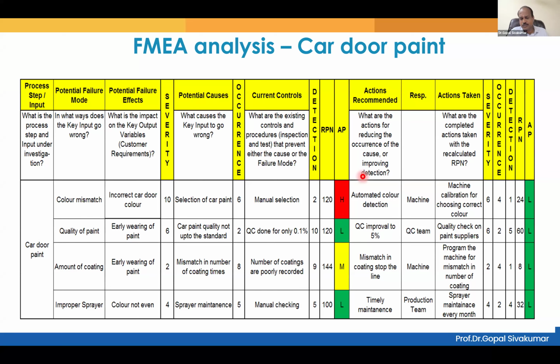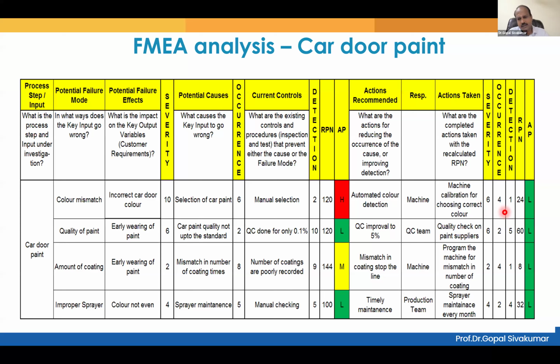Right? And now the current action recommended: automate the color selection process. And who is responsible? The paint shop manager is made responsible, and he has to purchase the computerized machine, and then he has to calibrate it. And now the revised RPN is 24. If you look here, severity ranking is reduced to 6. Occurrence ranking is reduced to 4. Detection ranking is reduced to 1.